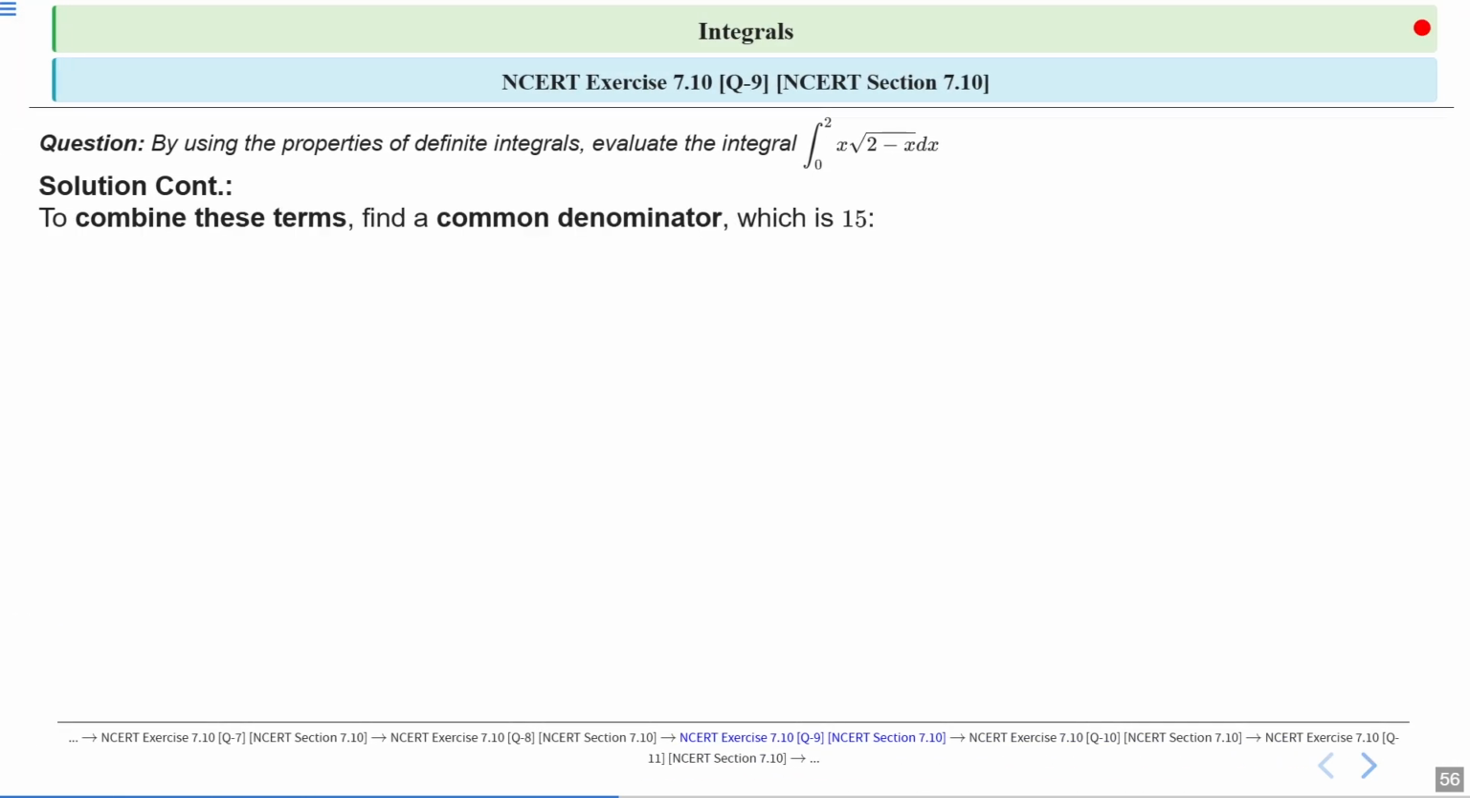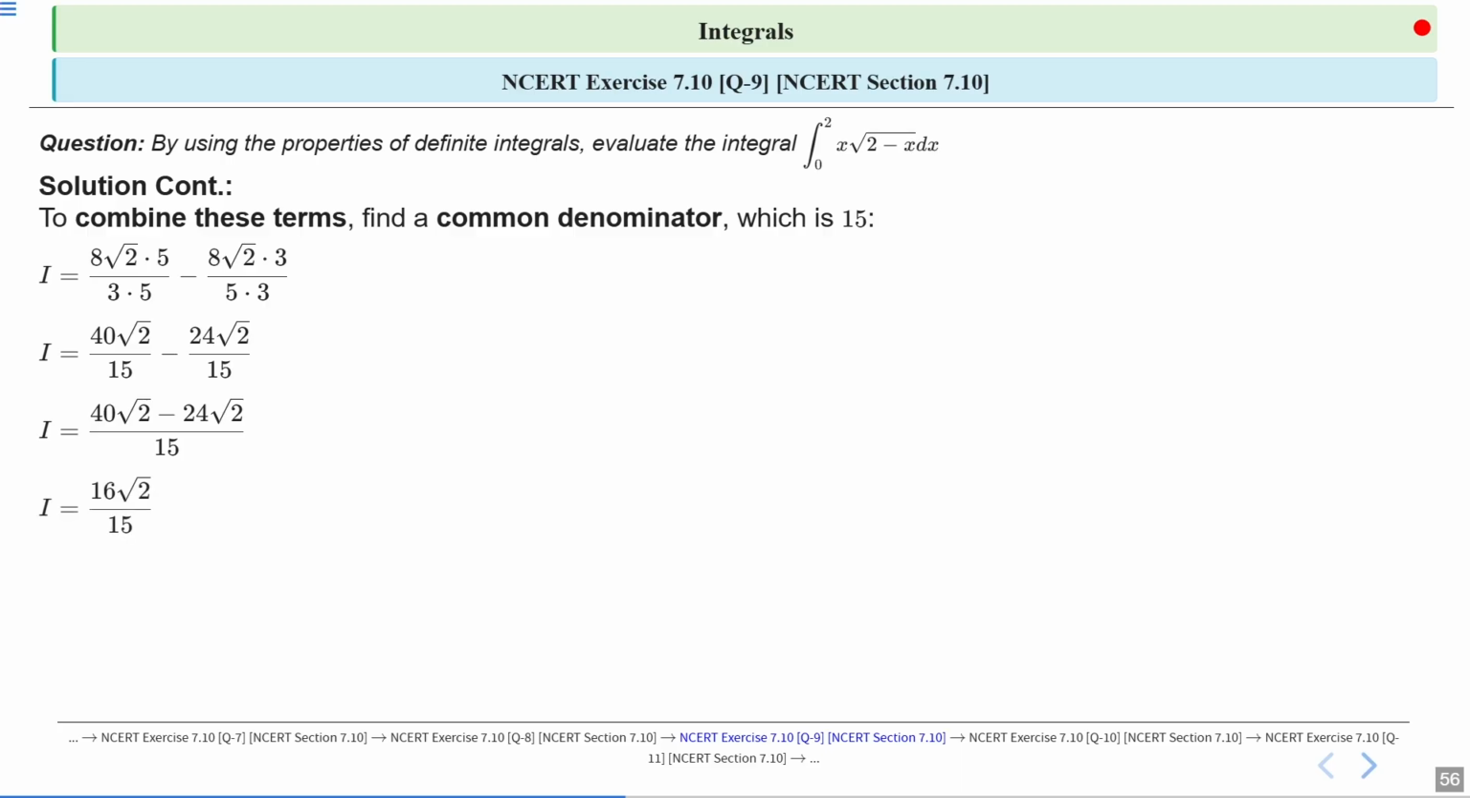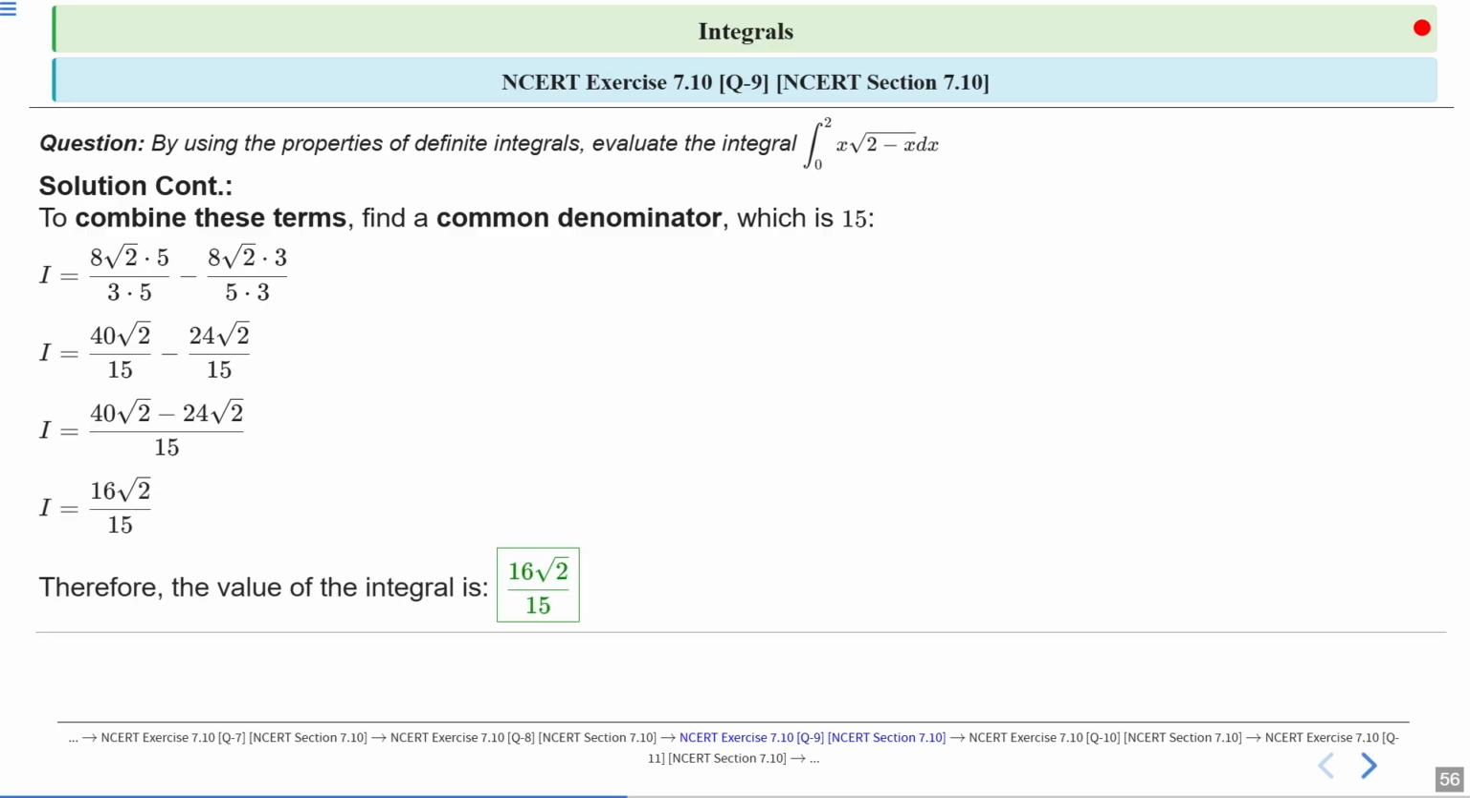Now combine this term, find a common denominator, that is 15. So it becomes 40 root 2 by 15 minus 24 root 2 by 15. That is 16 root 2 by 15. And that is the value of the definite integral.